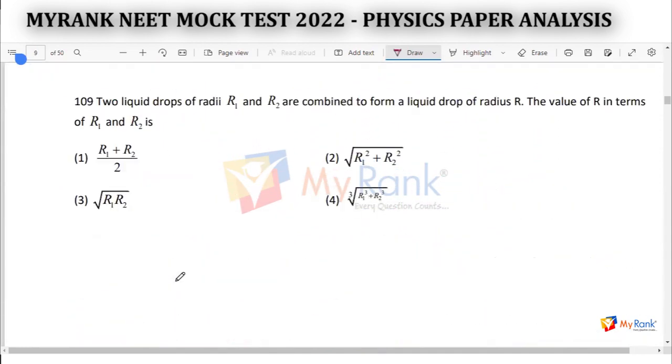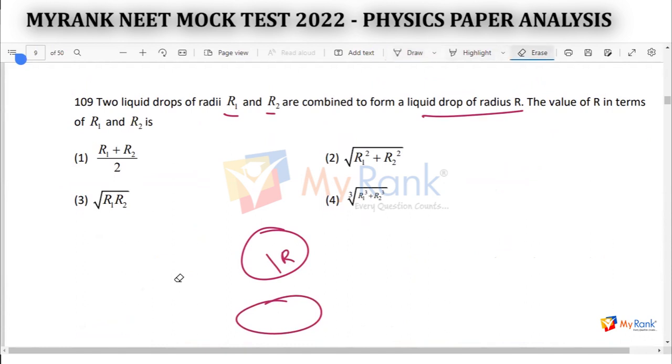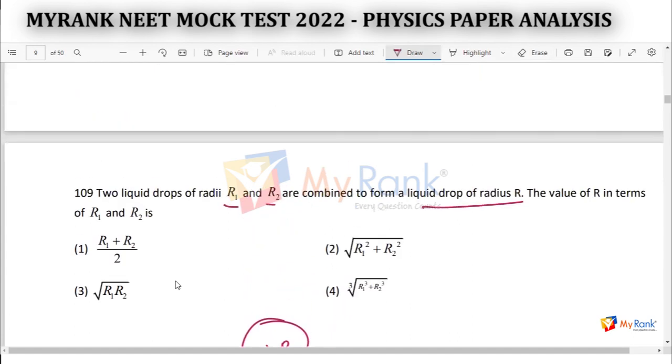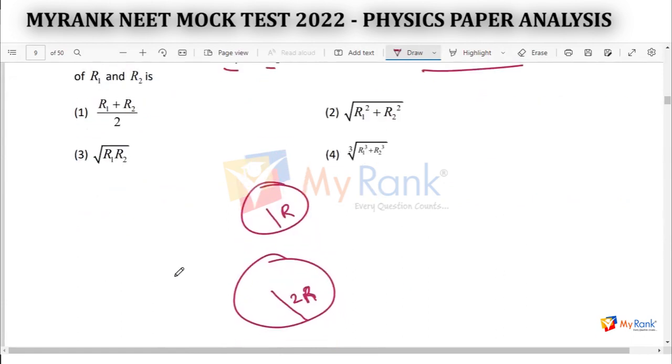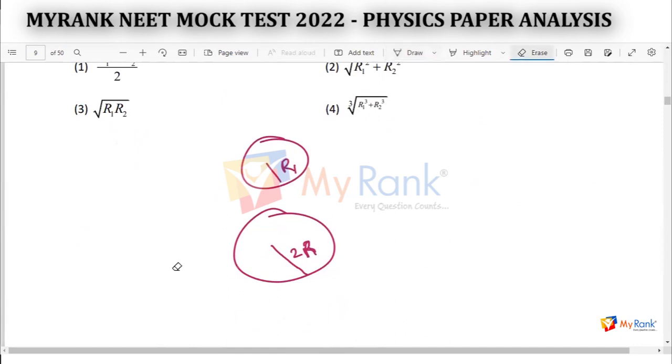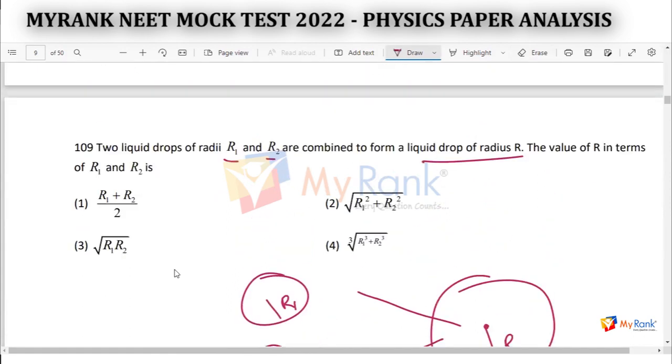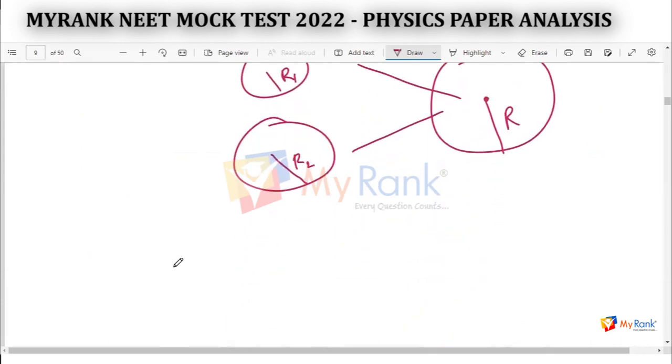And next, two liquid drops with radius R1 and R2 are combined to form a liquid drop of radius R. Suppose this is the liquid drop, and this is another liquid drop. Students, this is R1, this is R2, not 2R. So these are combining and forming a big liquid drop whose radius is R. The value of R we have to say in terms of R1 and R2.